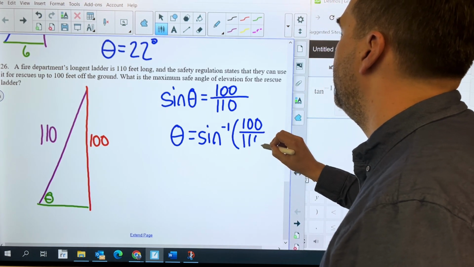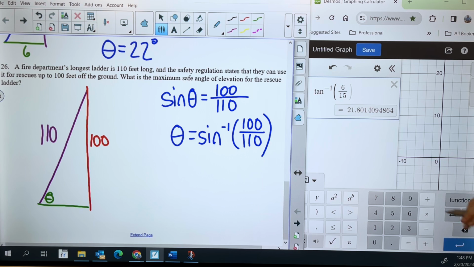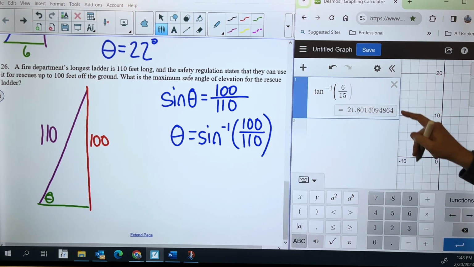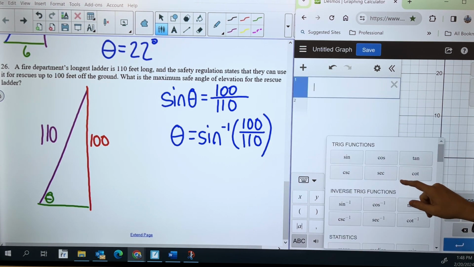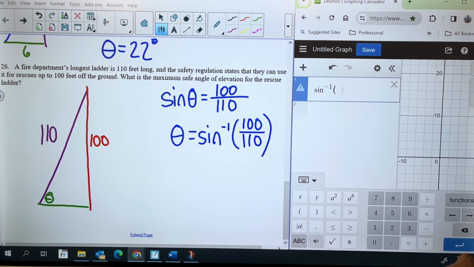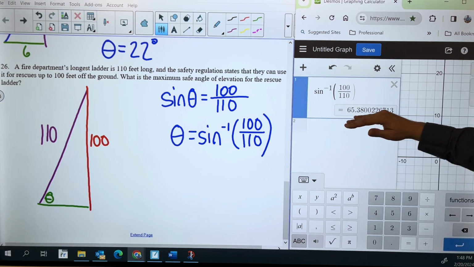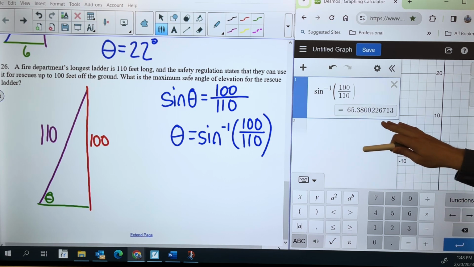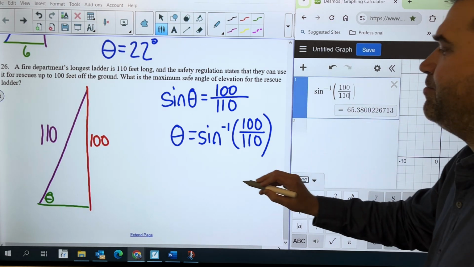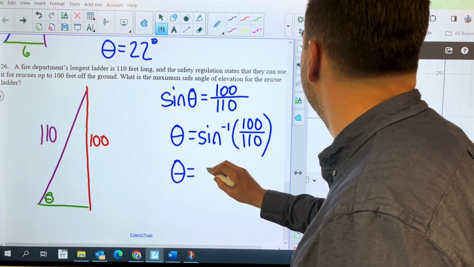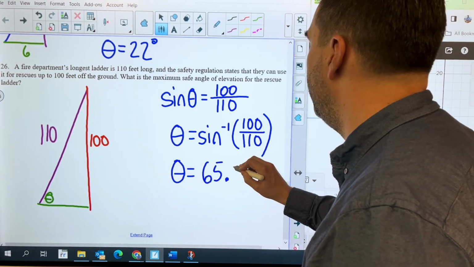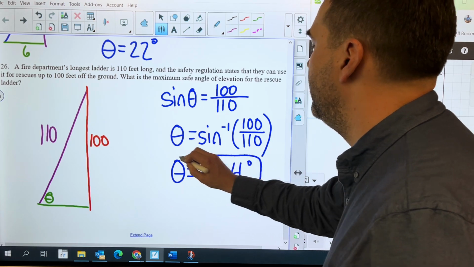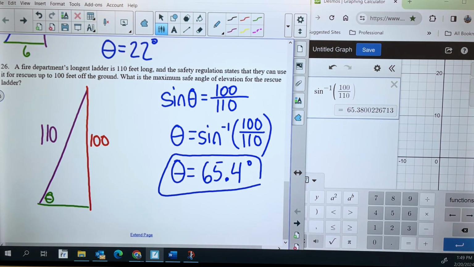100 over 110. Plug this into my calculator. Sine inverse, there it is. 100 over 110. And we got 65.3. Let's see. Safe angle of elevation. They didn't tell me where to round it. I'm going to go ahead and round this to 1 decimal place then. Theta equals 65.4 degrees. Again, if it's not specifying where to round, that's okay.